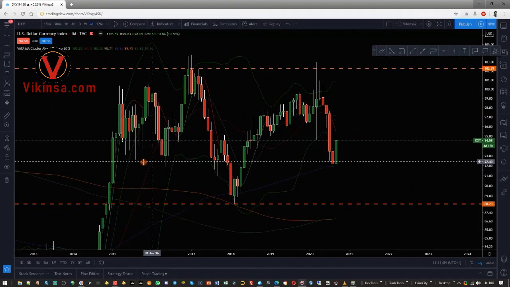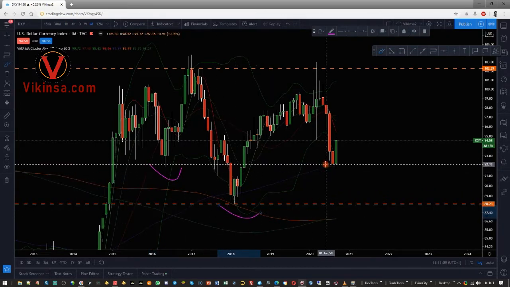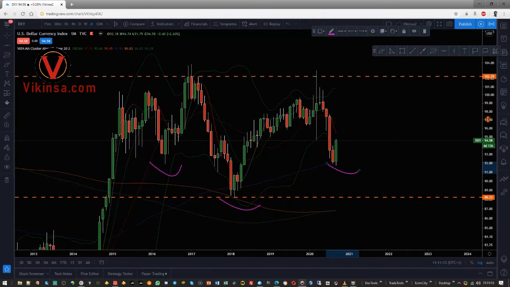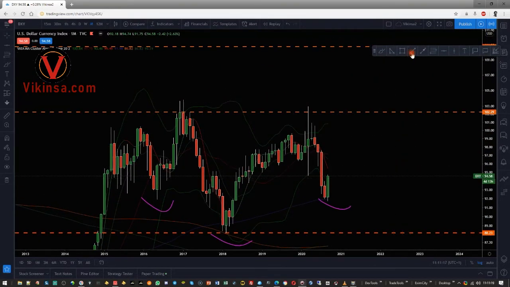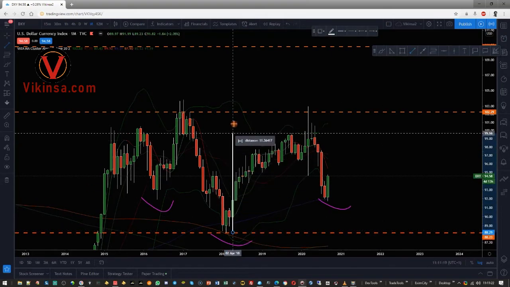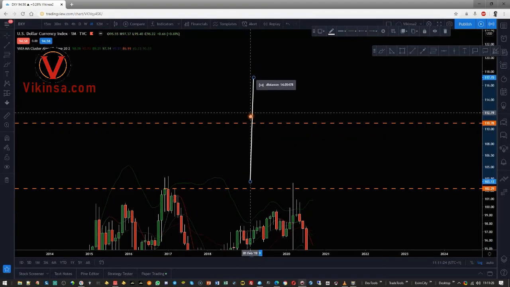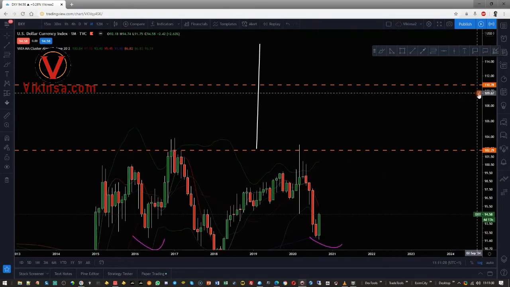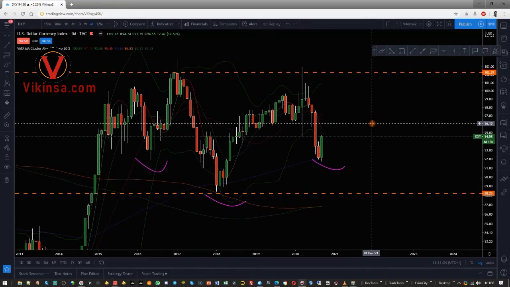You see that there is an inverse head and shoulders pattern which is forming, right? Which basically means that 102 is actually a neckline. If it gets broken, then you see where the market can go to. It can go all the way to near about 116, right? And that will obviously reach 110, which we identified anyway, right? So that's a possibility. That's a bullish possibility.